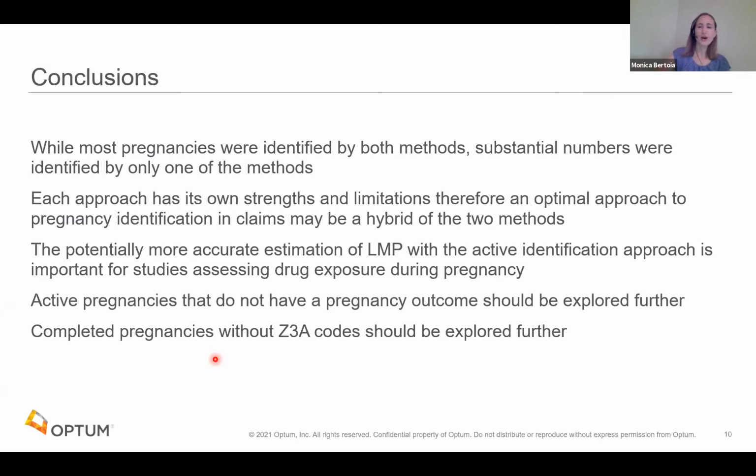So our take-home message is that an optimal approach is probably going to be a hybrid of the two methods. And we're looking further into those active pregnancies that don't have a pregnancy outcome observed, as well as some completed pregnancies that don't have Z3A codes during the ICD-10 era.